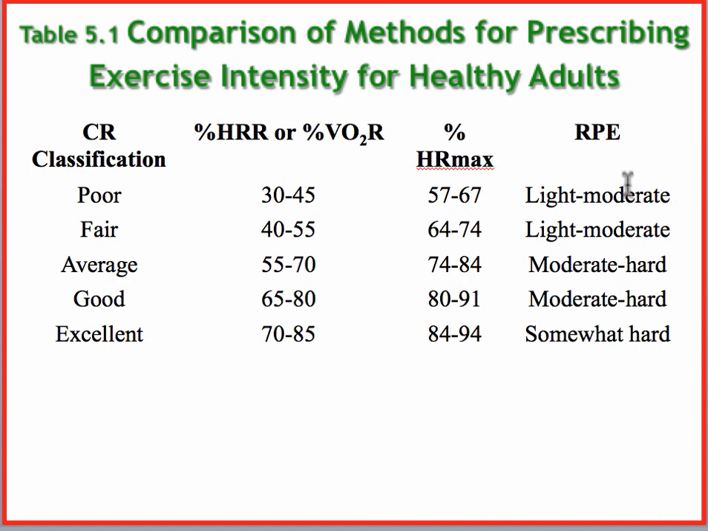And so relative perceived exertion: for the fair or poor, if you have someone exercising at a light to moderate level, so this could be 3 to 4 or 5 RPE, that's going to be sufficient to improve their cardiorespiratory fitness. Whereas for someone who has excellent cardiorespiratory fitness, you want them exercising more in their somewhat hard range, so more of a 7 or 8 or maybe even 9 RPE on the 1 to 10 scale.